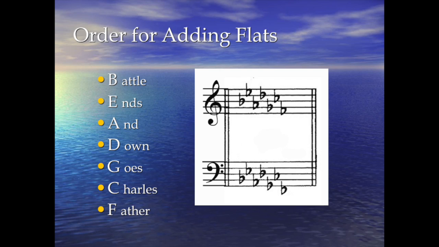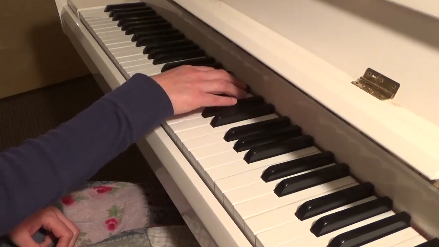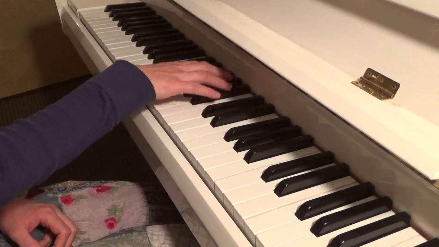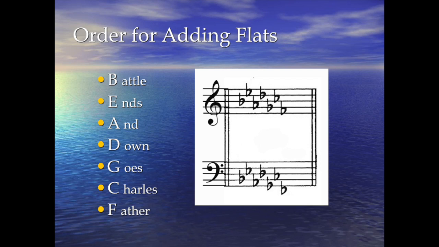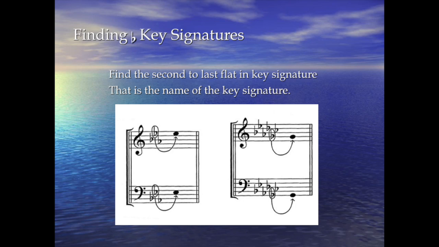There's also a fun little saying that can help you remember the order that flats are added. Battle ends and down goes Charles' father. B, E, A, D, G, C, F. So it's kind of fun that it's the exact reverse of the same saying for sharps, and that palindrome for the phrase shows you that there is a relationship between how flats are added and how sharps are added. So to name a major scale from its flat key signature, you take the second to the last flat, and that's your tonic note.